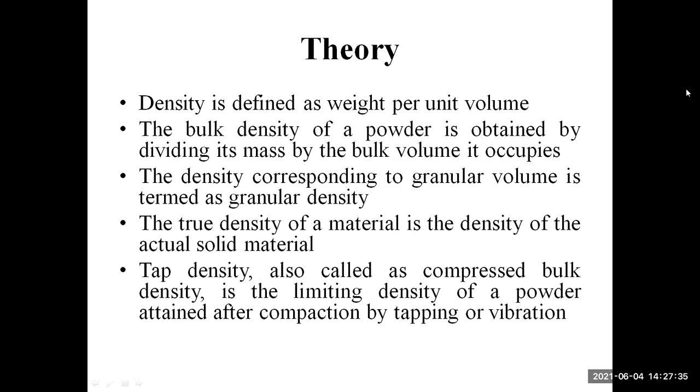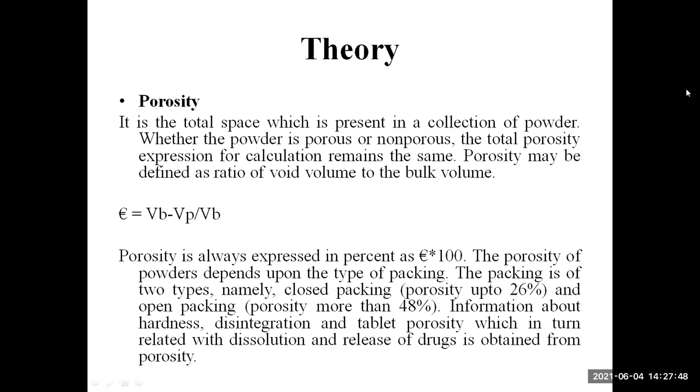Tap density, also called as compressed bulk density, is the limiting density of a powder attained after compaction by tapping or vibration. Porosity: it is the total space which is present in a collection of powder, whether the powder is porous or non-porous. The total porosity expression for calculation remains the same.